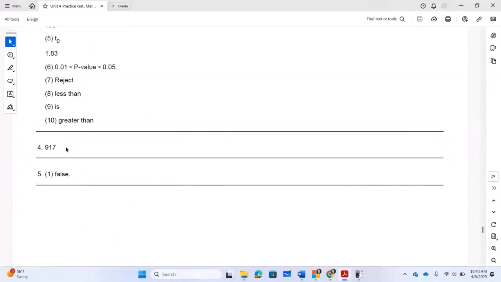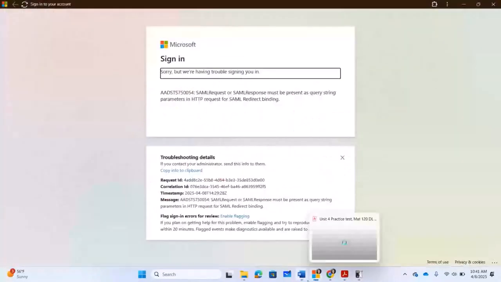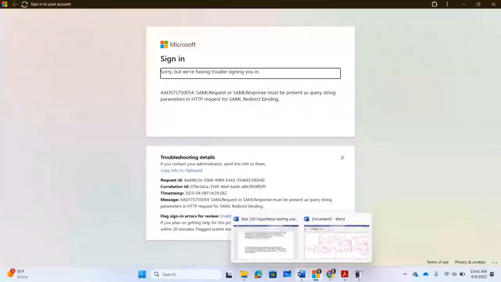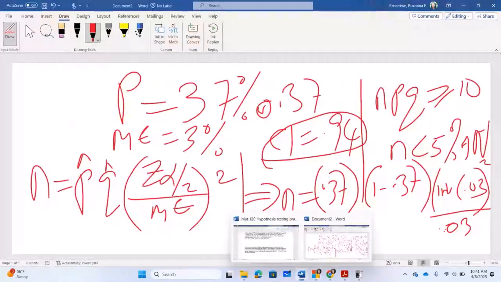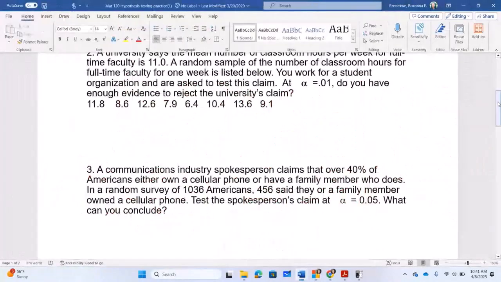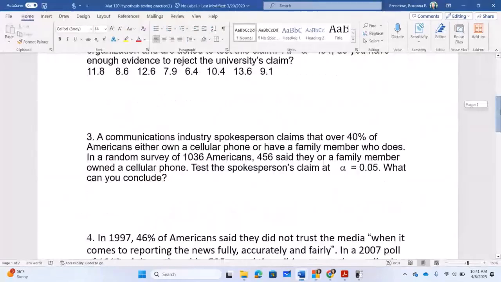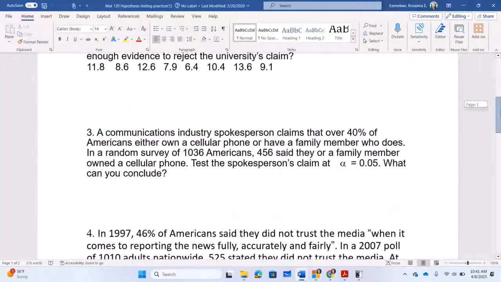Check your answer. Okay, so one question on hypothesis testing for proportion. So we're going to get a question on hypothesis testing for proportion. I can actually get one from here. Okay. What can you conclude? Test this.